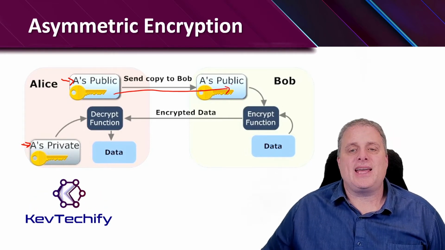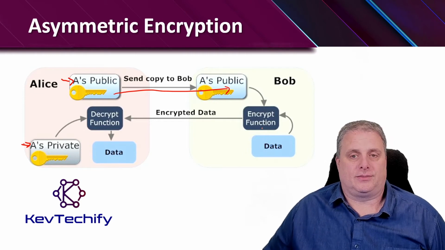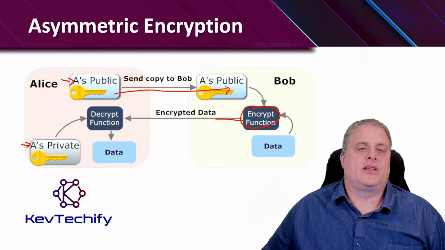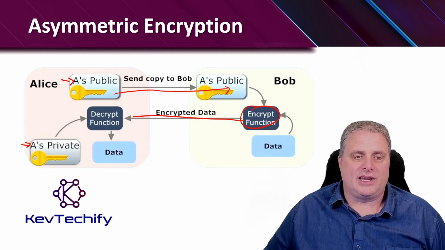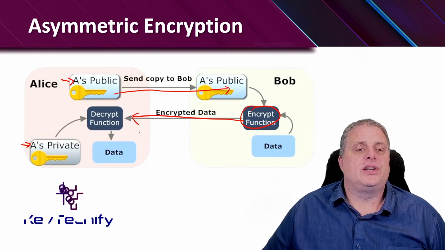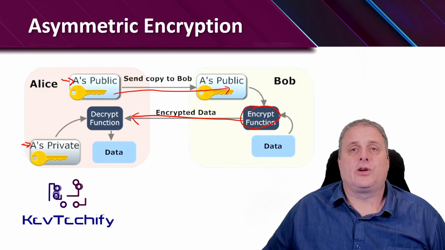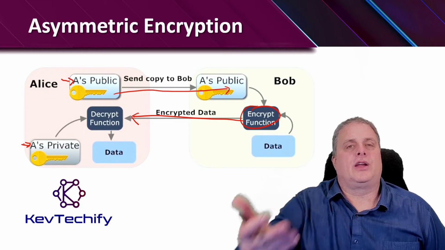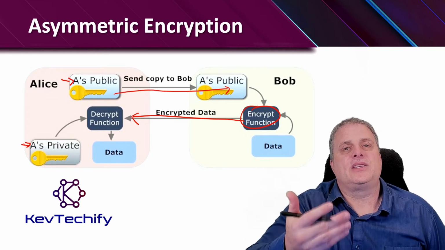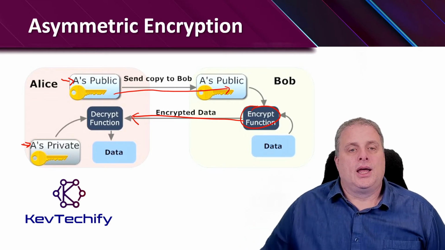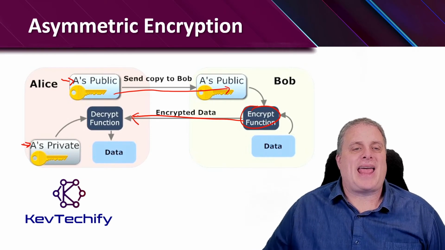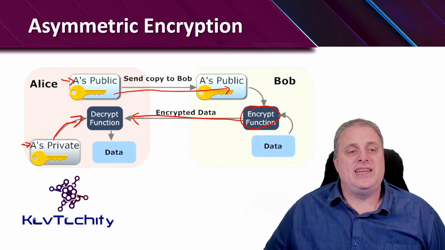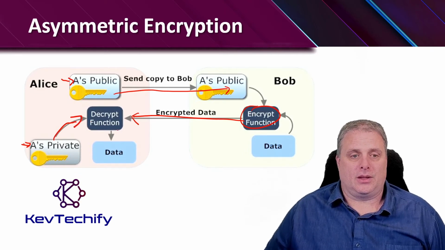Bob uses that key to encrypt the data. When that data is encrypted, it can then be sent across the network, across the internet, however you want to send your data. It's sent encrypted, so that if somebody intercepts your data and views it, it's just a bunch of random numbers and characters. They can't make any sense of the actual message. Then once that encrypted data reaches Alice, she uses her private key to decrypt that data and see what the message is.